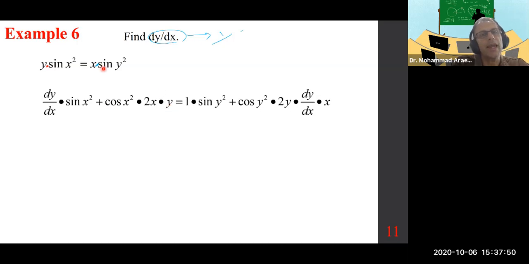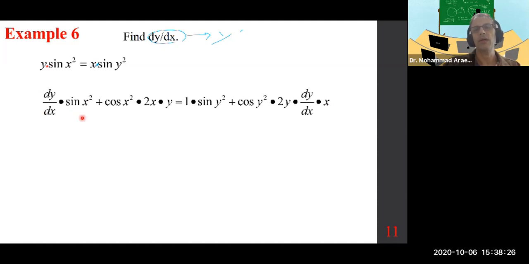Right side, x gives you 1 times sine y squared. Sine gives you cosine, so cosine y squared. Y squared gives 2y, y prime or dy dx, and then by the product rule times the first piece, which is x. You're done with calculus. So what did we do? We solve for dy dx, which means you have to bring everything involving dy dx to the same side.